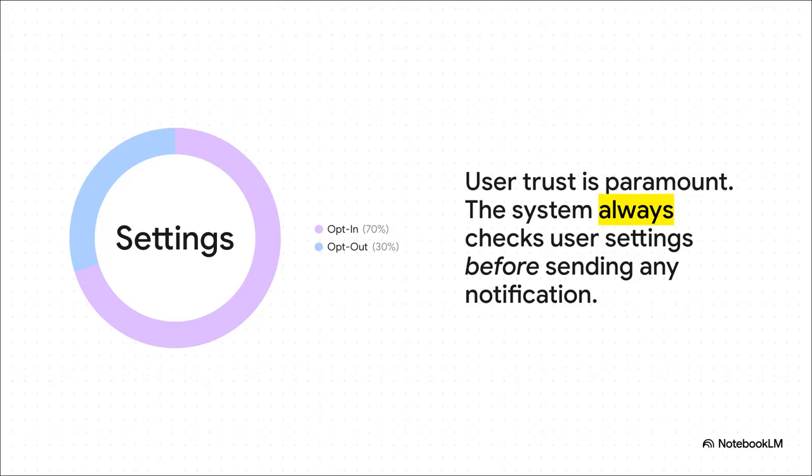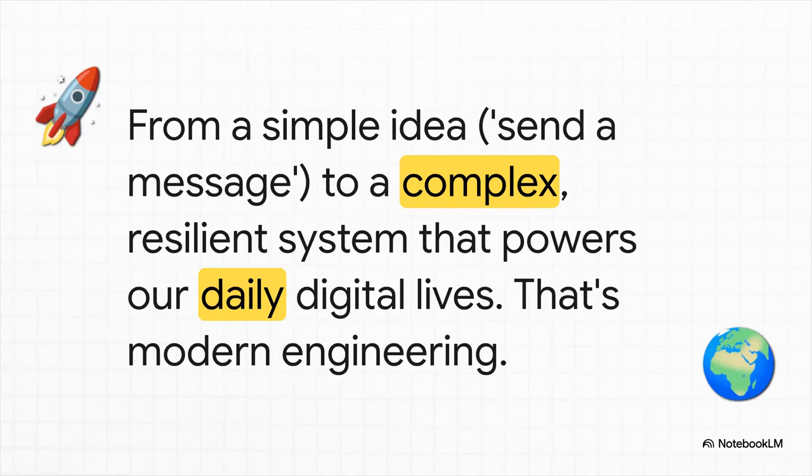And of course, none of this matters if we're just annoying our users. So the most crucial point is, before a worker even thinks about sending a notification, its very first step is always to check the user's settings. If they've opted out of that type of message, the job is immediately thrown away. User trust is everything.